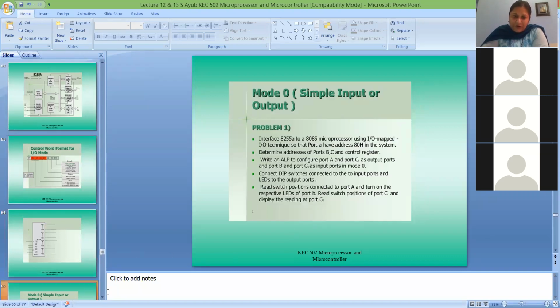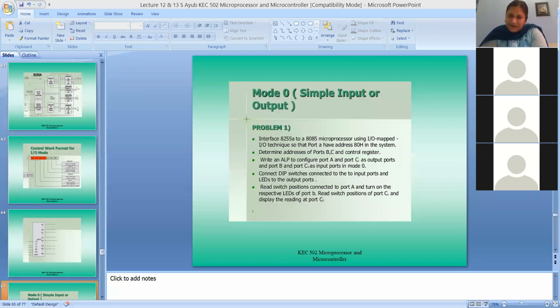These are the main signals which we use. Now we will talk about mode 0. What is mode 0? Mode 0 means you can define each port as input or output. In the control word, we have seen what the bit should be for input and for output. If the bit is set to 1, that particular port is defined as input, and if the bit in the control word is set to 0, then that particular port is defined as output.